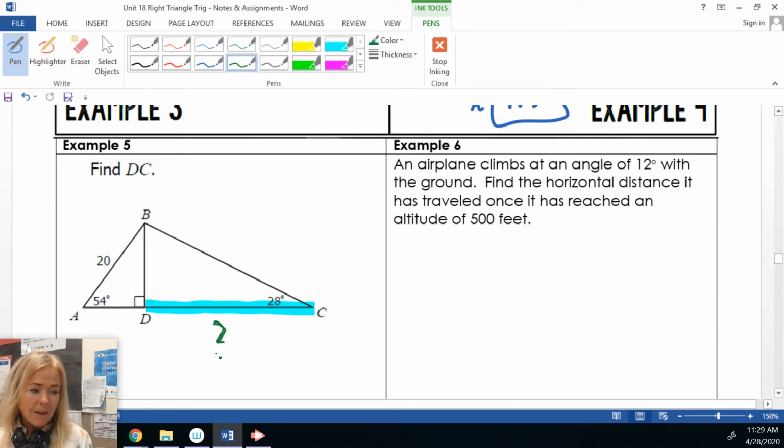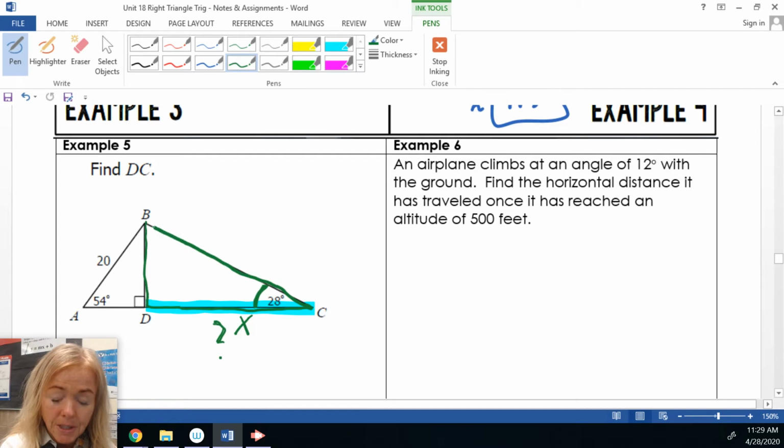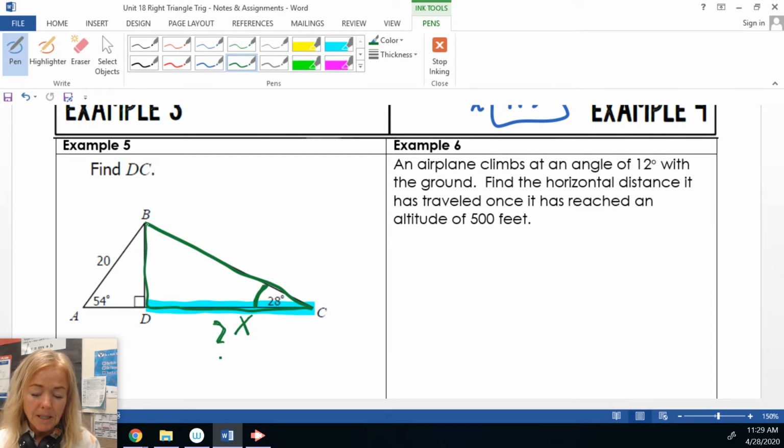Now, how are we going to find that? Well, we do have a few things. We have this angle, we know is 28. If we're trying to find this, we need another side of the triangle BDC. This triangle right here, we need an angle and two sides, and we can use our trig knowledge to come up with our unknown side, the DC.